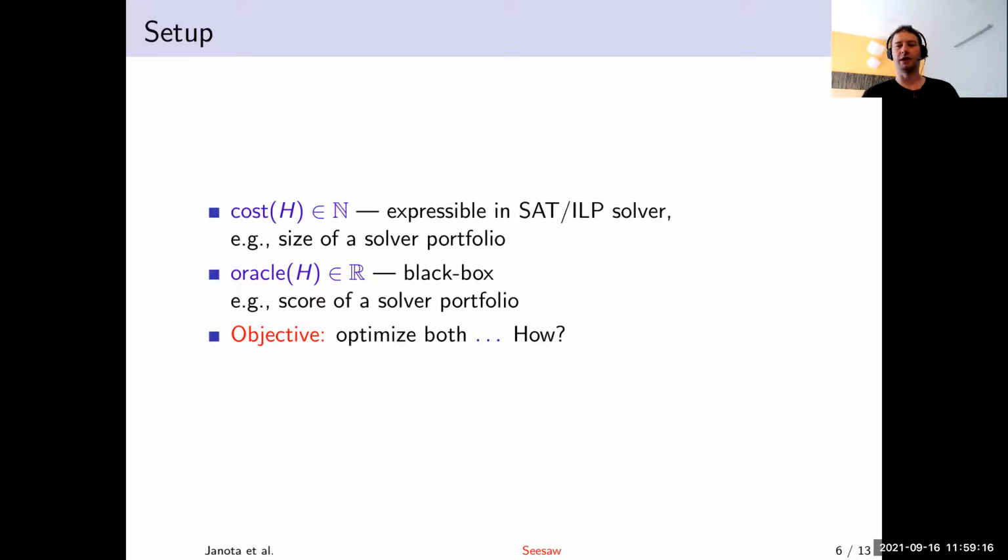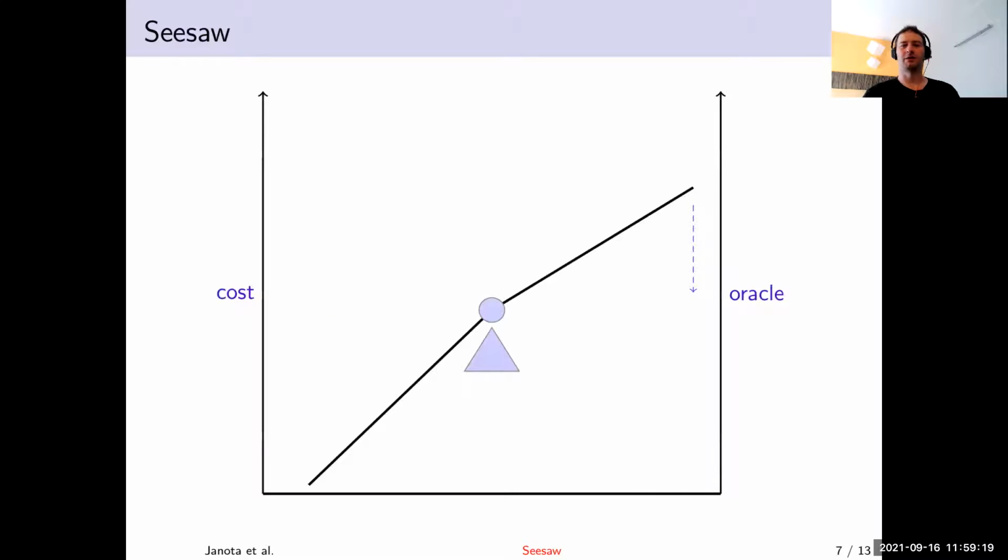So this is where the name comes from. It's the seesaw paradigm, where we imagine that we have a seesaw and the left-hand side determines the value of the cost function and the right-hand side determines the value of the oracle function. And the goal is to minimize both of them, which might not be possible at once. And we start by minimizing the cost. So we bring the left-hand side completely to the ground.